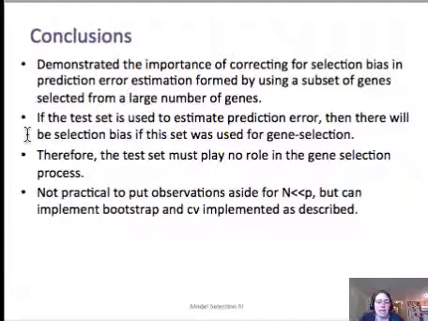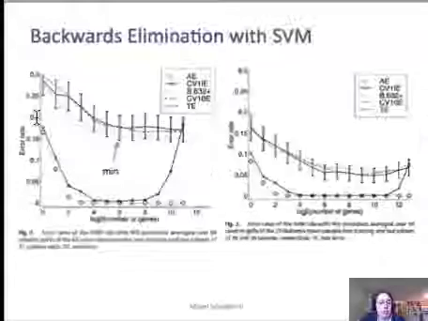Then, if the test set is used to estimate prediction error, then there will be selection bias, if this set was used for gene selection. Okay, so that was the travesty that occurred in the other papers. The test set must play no role in the gene selection process. It's not practical to put observations aside, but we can implement the bootstrap and CV as described earlier. So now we have kind of a framework for doing so, and we understand the consequences that go with not implementing it properly.